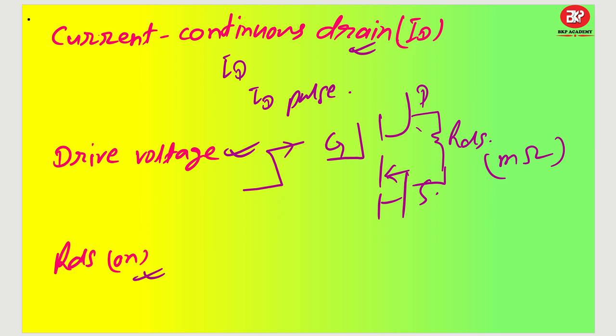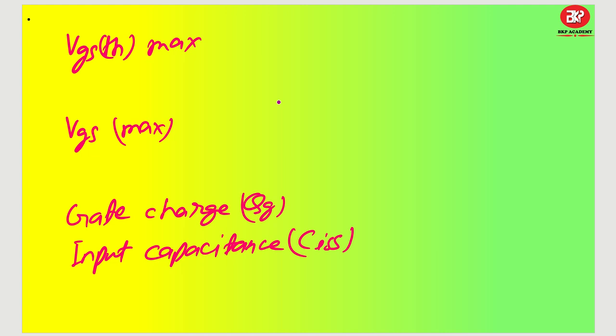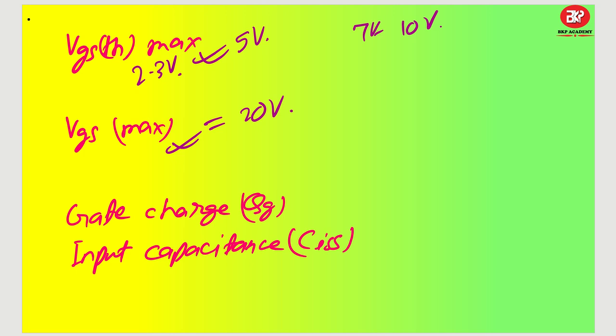Okay. Let us go ahead with VGSTH. What is my threshold voltage, or what is my gate to source voltage maximum that it can withstand? So you would have seen, let's say VGS is given as 20 volt, and VGSTH is maximum, let us say 5 volt. So maximum you have to give 5 volt, and it can withstand 20 volt, something like that. So it can switch on even at, let's say, 2.3 volt or something. But sometimes power MOSFETs will require, let us say, 7 to 10 volt. So that is also there.